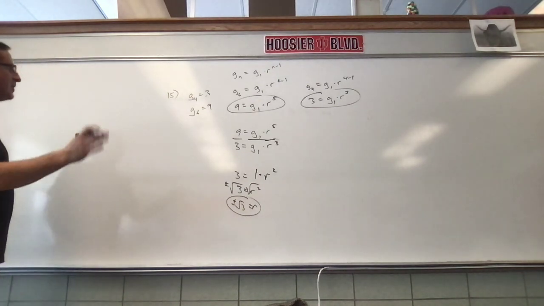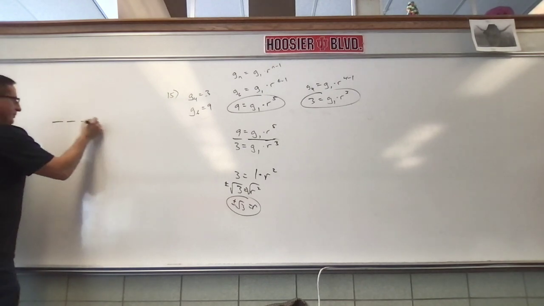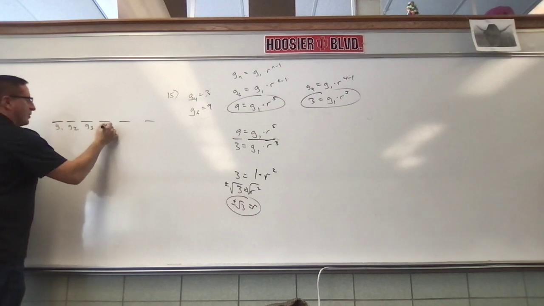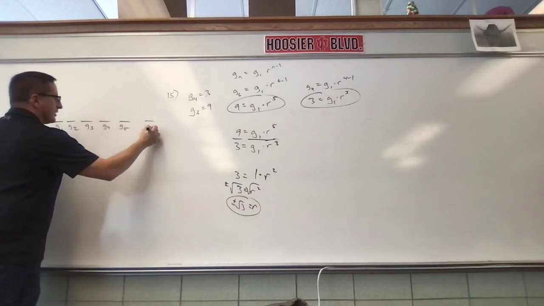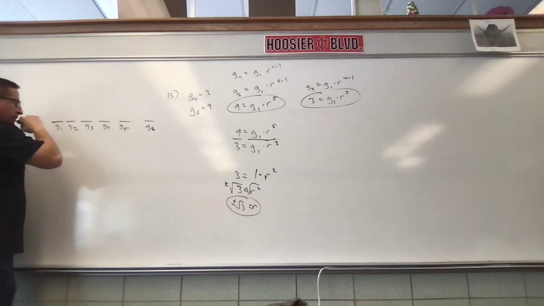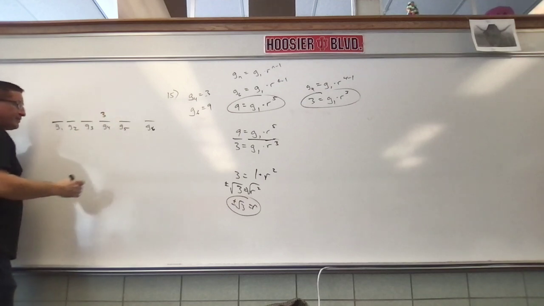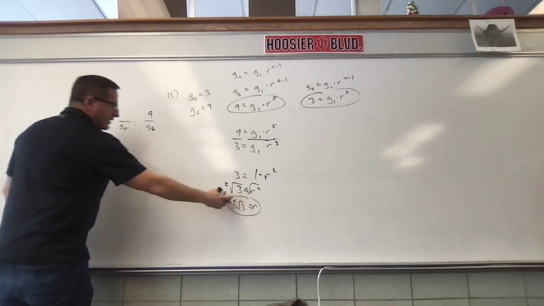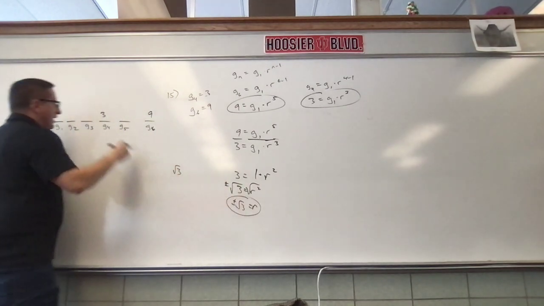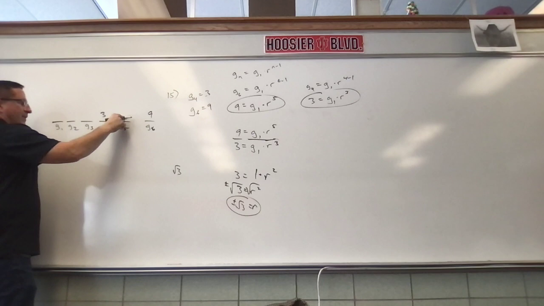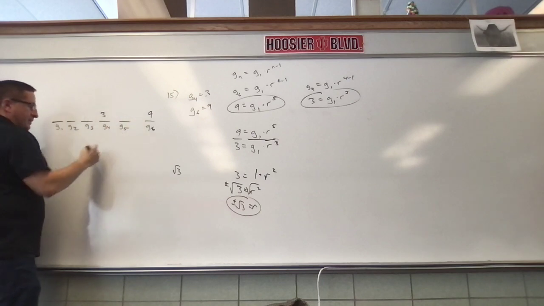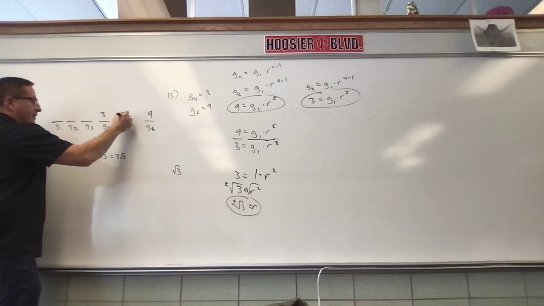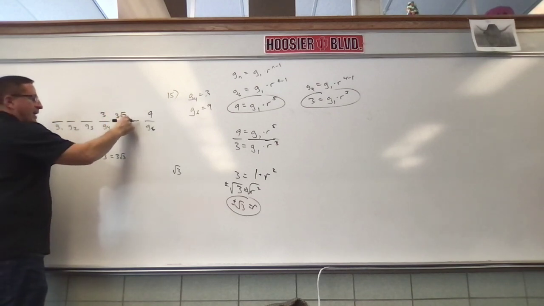So look, this problem's done, but if I give you this right here, G sub 1, G sub 2, G sub 3, G sub 4, up to 6. G sub 4 is 3, G sub 6 is 9. So let's say it's positive radical 3. To get this term, I take this and I times by radical 3. So take 3 times radical 3, that's just 3 radical 3.